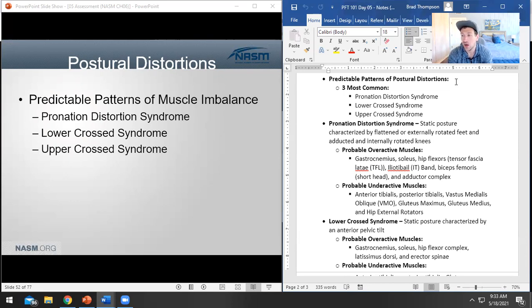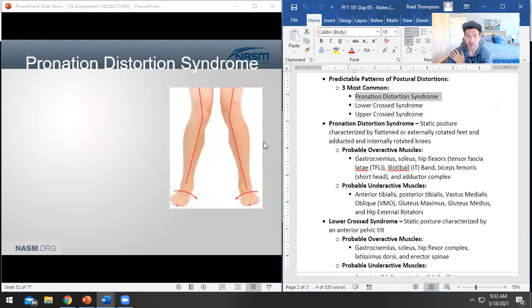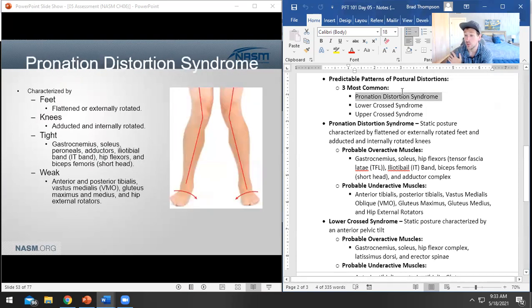So these are the postural distortions, right? And there are 3 of them. You are going to see pronation distortion syndrome, lower crossed syndrome, and upper cross syndrome. So what the heck is pronation distortion syndrome? Well, this is going to be characterized when you are observing it in your client. It is a static posture that is characterized by flattened or externally rotated feet. So you're seeing here, right, the ankle is slightly turning away, but they are definitely rolling the inside of their foot downwards. That is called pronation.